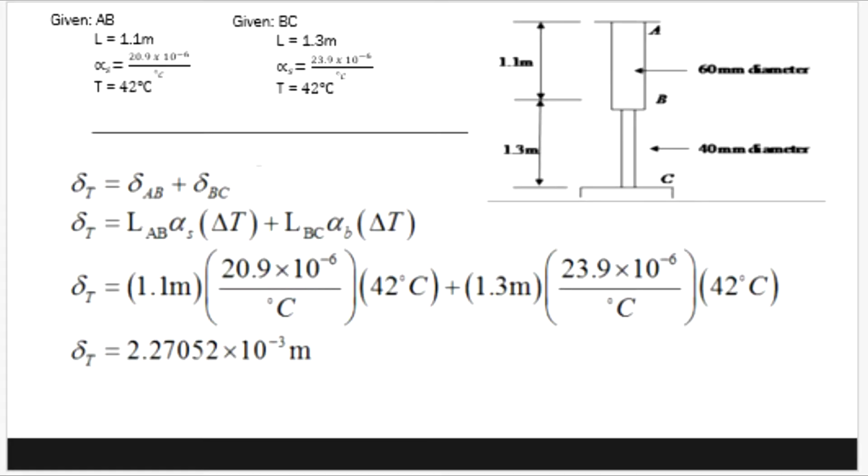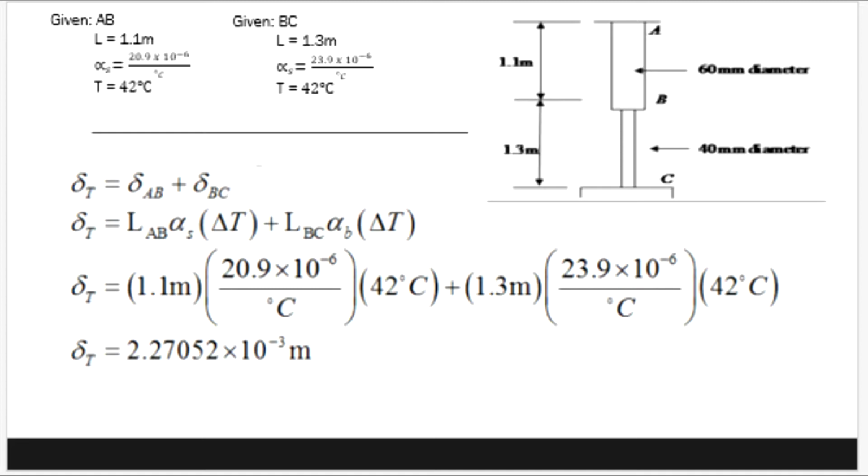So in order to solve this, we have given for AB, length is equal to 1.1 meters and alpha_S is equal to 20.9 times 10 to the power of negative 6 per degree Celsius, and temperature change is equal to 42 degrees Celsius. And for BC, we have length 1.3 meters, alpha_S is equal to 23.9 times 10 to the power of negative 6 per degree Celsius, and temperature change is equal to 42 degrees Celsius.